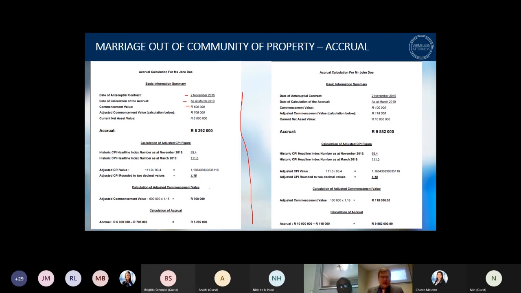Okay? So you need to know what's her commencement value. Where do we find it? In the anti-nuptial contract. Or the MPA makes provision for them to sign a sworn notarized statement of what their assets and liabilities are. If you don't find that, you assume null commencement value.